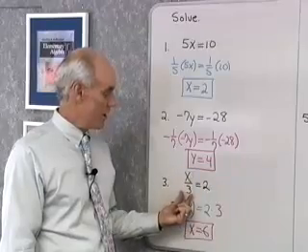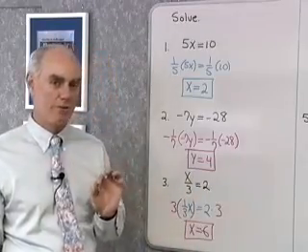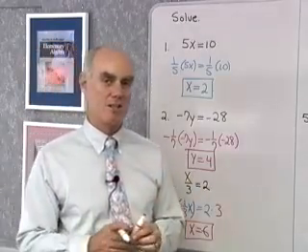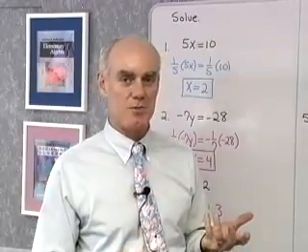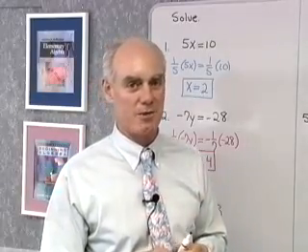So when I see a problem like this, x over 3, I'm thinking the coefficient of x, the number in front of x, is 1/3. Its reciprocal is 3, and that's why I multiply both sides by 3.